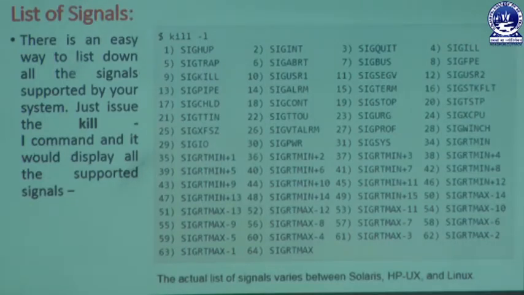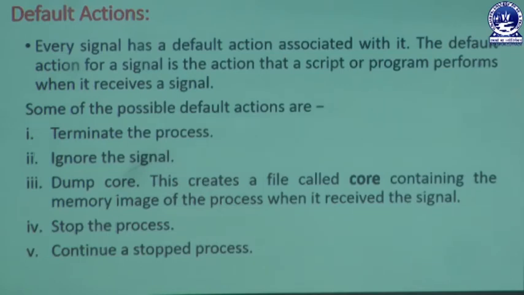In the next slide we are going to discuss some default actions. Every signal has a default action associated with it. The default action for a signal is the action that a script or program performs when it receives that signal. Whenever the user is not getting any kind of signals or actions, it does not show any type of activity. If a user is not aware of some actions, then we get some default actions. Then what are the default actions used in our Unix system?